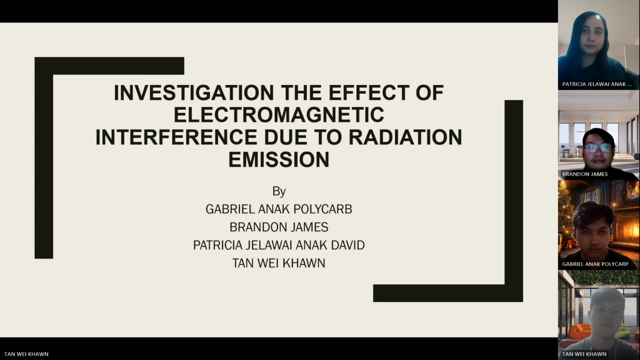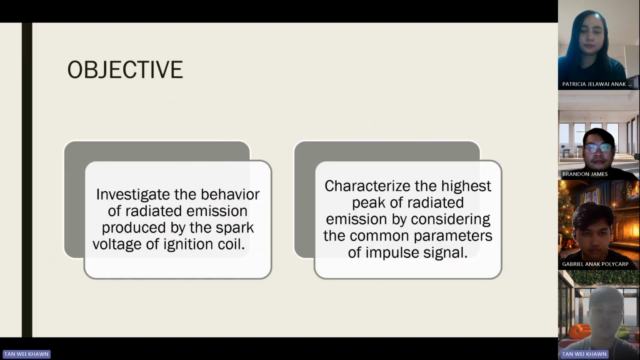Okay, moving on. This is the objective for our assignment. The first objective is to investigate the behavior of radiated emission produced by the spark voltage of an ignition coil. And the second objective is to categorize the highest peak of radiated emission by considering the common parameter and impulse signal.